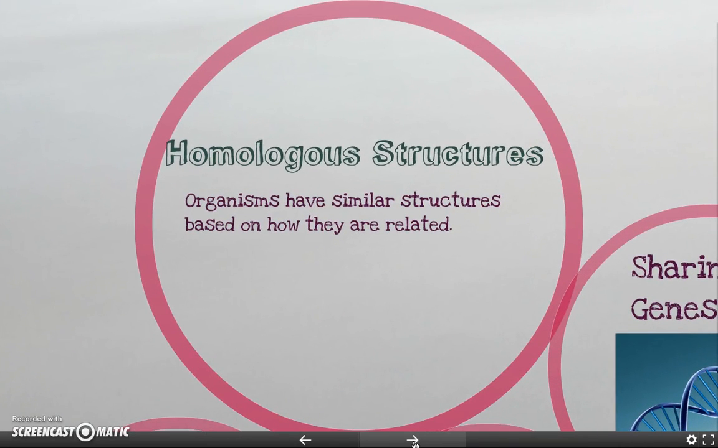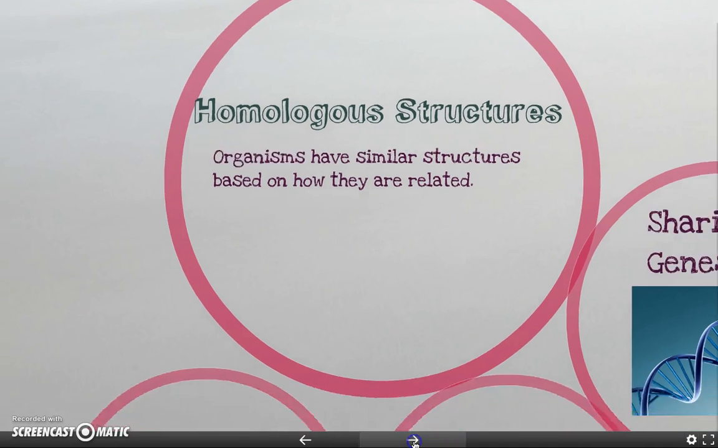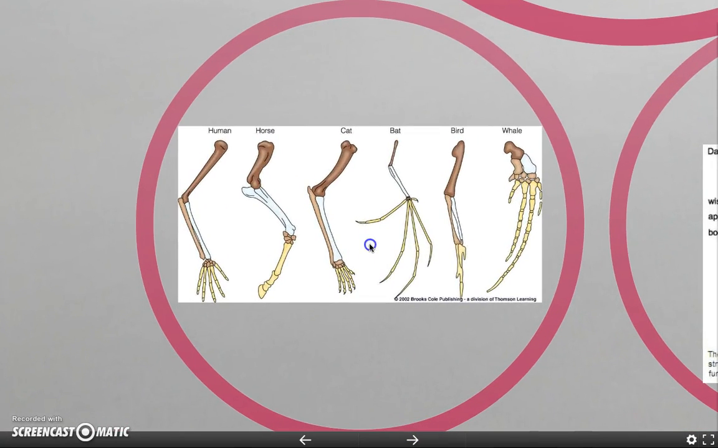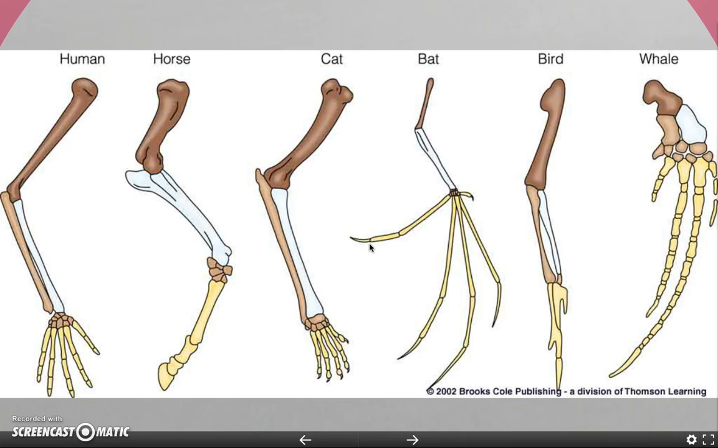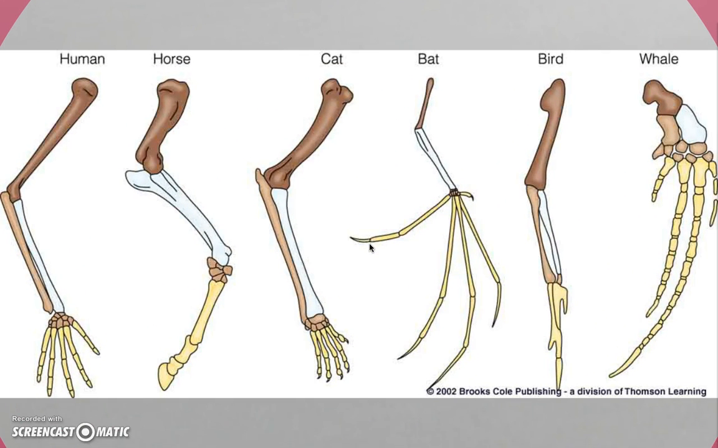Next, we talk about some other areas that show us evidence for evolution. First of which is homologous structures, the idea that organisms have similar structures based on how they are related, or they have similar structures to organisms that they're related to. Case in point, the limb bones of different species. If you compare the limbs of humans, horses, cats, bats, birds, and whales, you find that they have similar bones in similar places that do similar jobs.